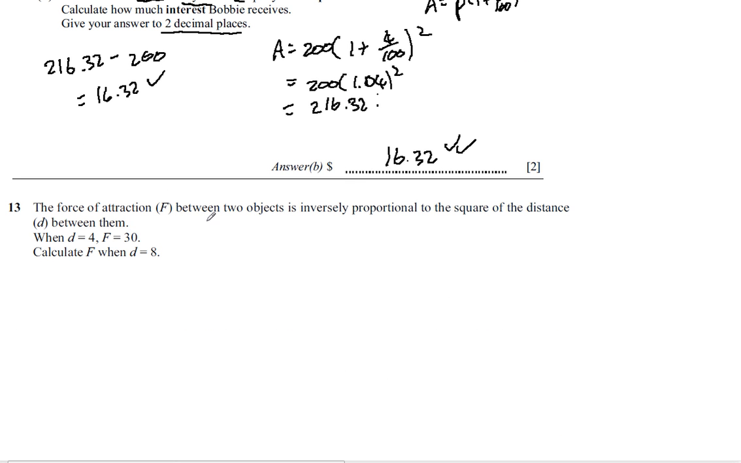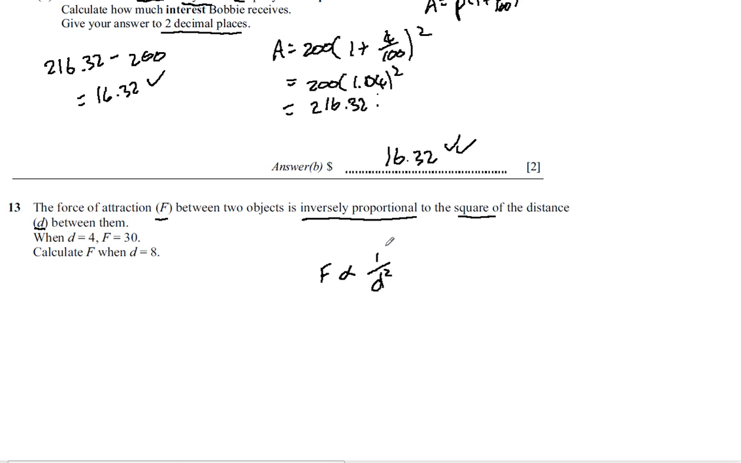Okay, the force of attraction F between two objects is inversely proportional to the square of the distance d between them. When d equals 4, F is equal to 30. Calculate F when d is equal to 8. So F is inversely proportional to the square of d. So F is proportional to 1 over d squared. Okay, that's what we write in the beginning.